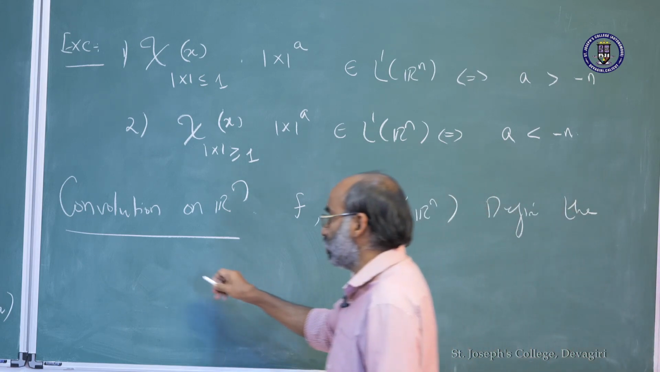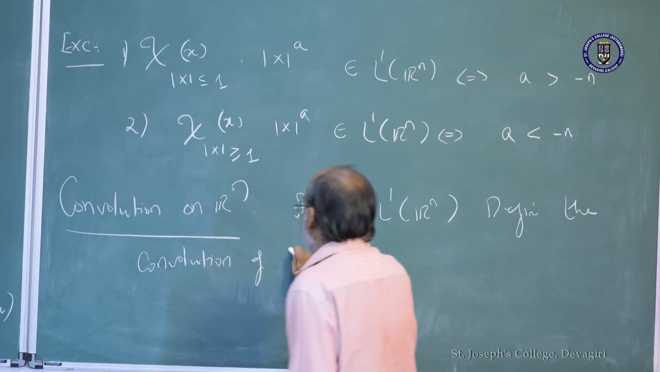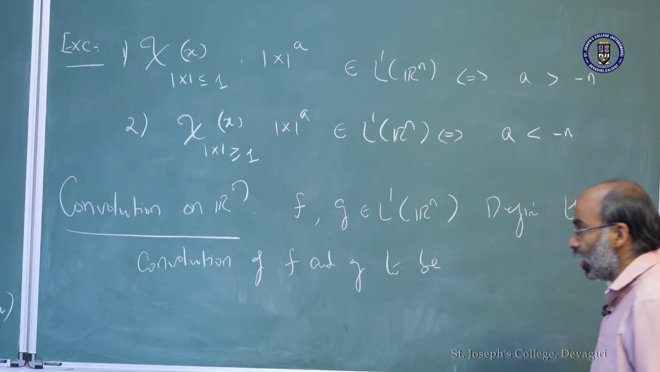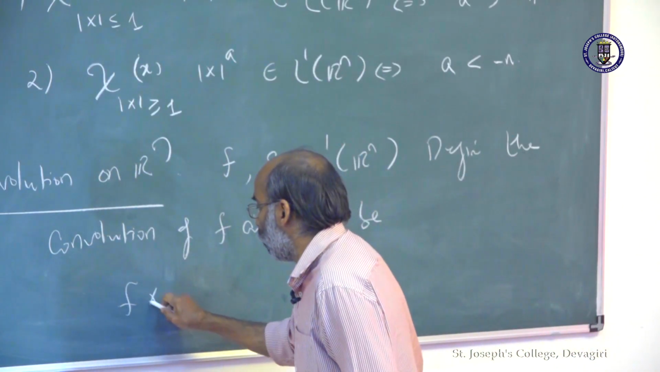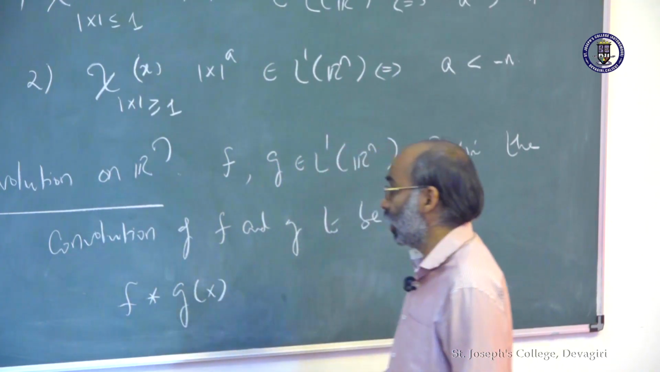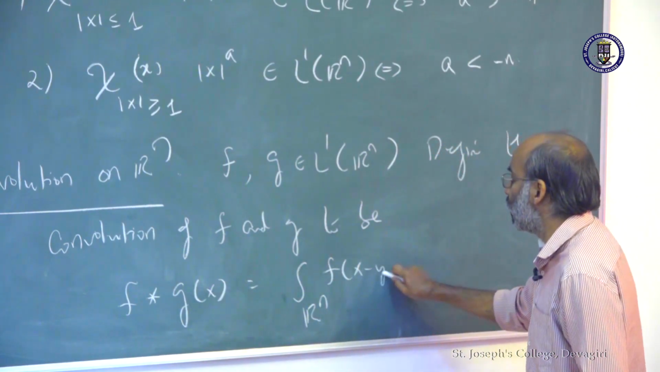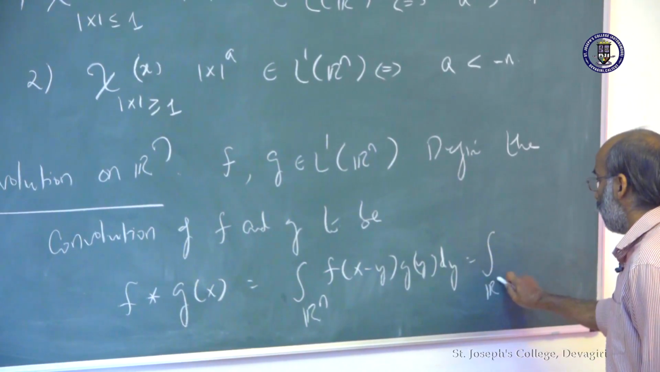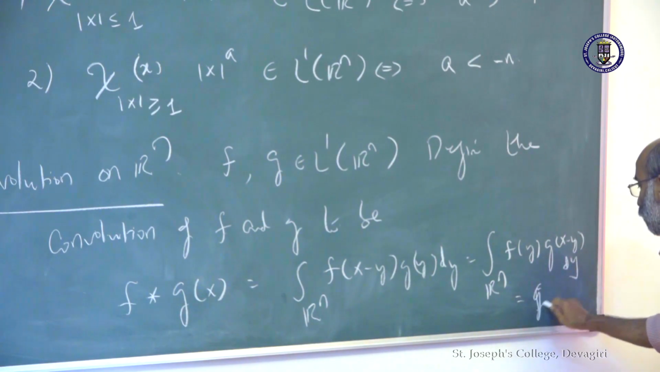the convolution of f and g to be, so this is going to be a new function defined on Rn. So f convolve with g at x. Okay. So this is equal to the integral over Rn of f of x minus y g of y dy. Well, this is also equal to the integral over Rn of f of y g of x minus y dy, okay, which is g convolve with f.